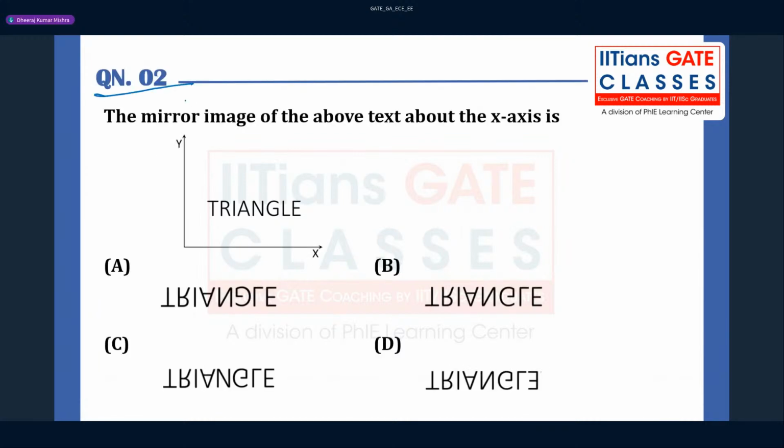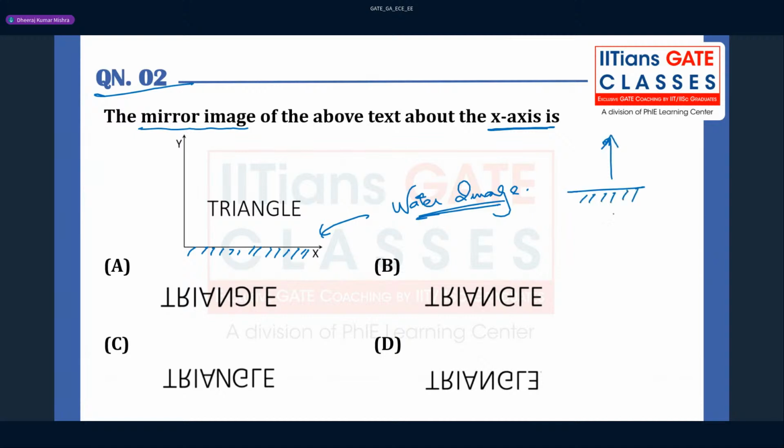And question number two: you have to find the mirror image about the x-axis. So this is the x-axis where the mirror is kept. You can say this is nothing but a water image, basically they are asking. Since there is no water, they have kept the mirror horizontal. So if suppose the arrow is like this, and you put a mirror here, your arrow will become like this. So T will become this, it is correct, and this will be R, correct.